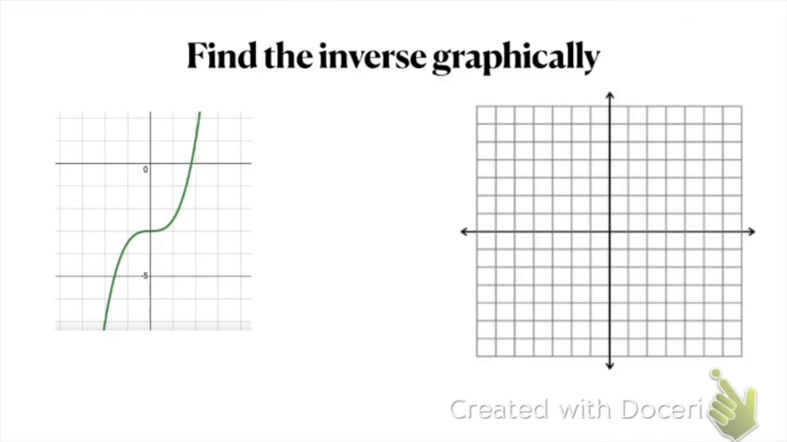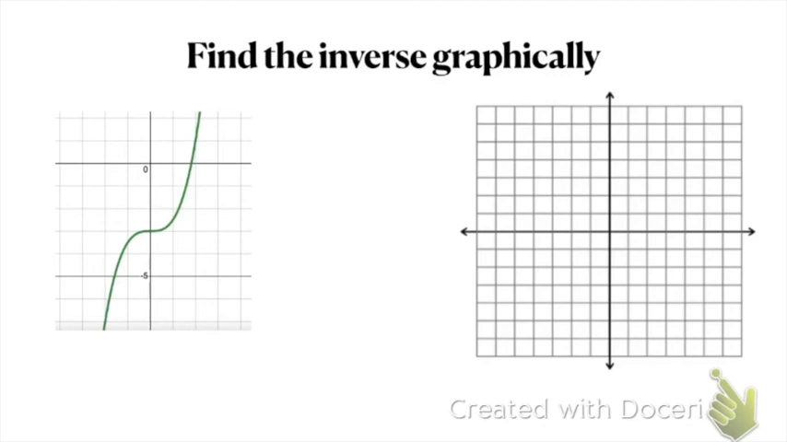All right, finding inverses graphically. This is actually pretty simple, I think. There are different ways to approach it. I think the easiest way to do it is to find points on your graph that you're given and interchange your x and y's and then graph your new points. There's another way to do this, but I think this is the easiest way.